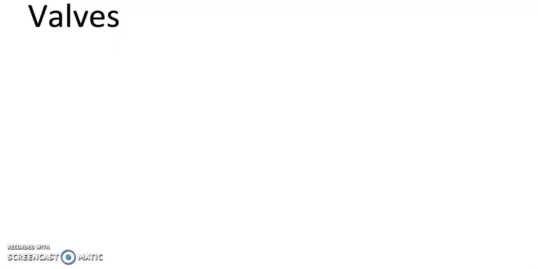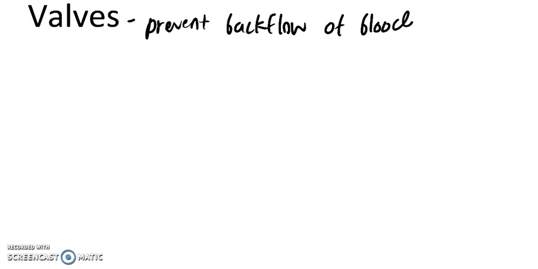This is a part 2 video for the circulatory system, and we're going to talk about valves. Your valves prevent backflow of blood. And we have 3 different kinds of these valves.